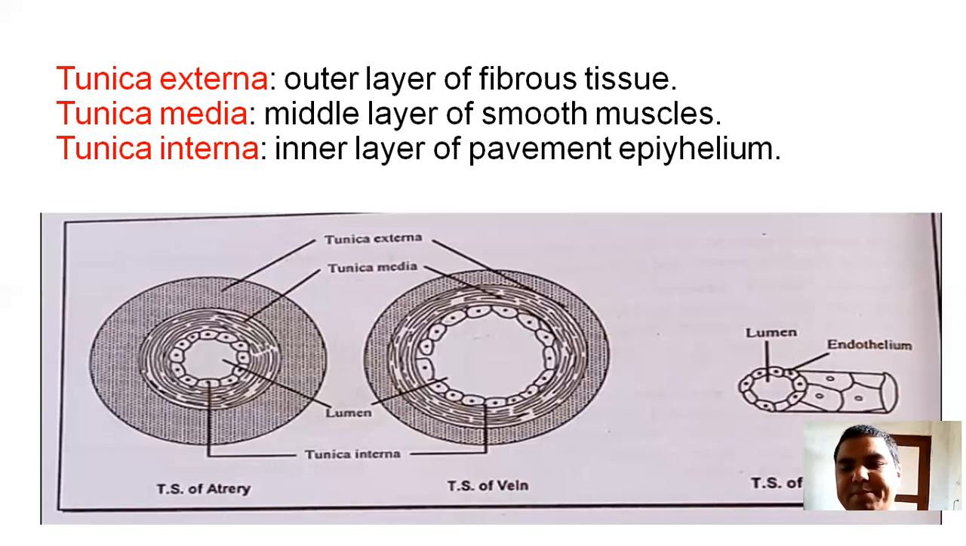In case of the capillaries, the figure shows that capillaries do not consist of those three layers. They consist of only a single layer of endothelium or pavement epithelium, and they have a lumen or canal for the blood to flow.